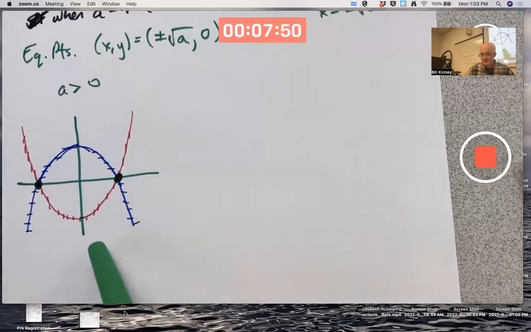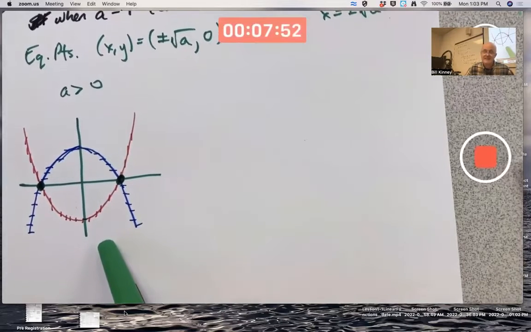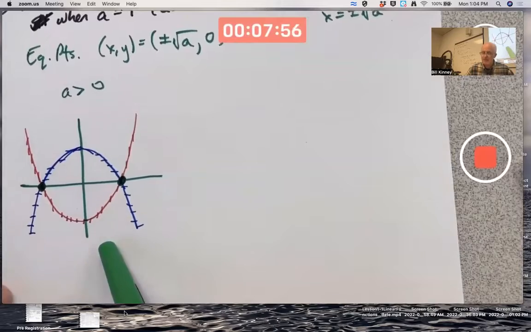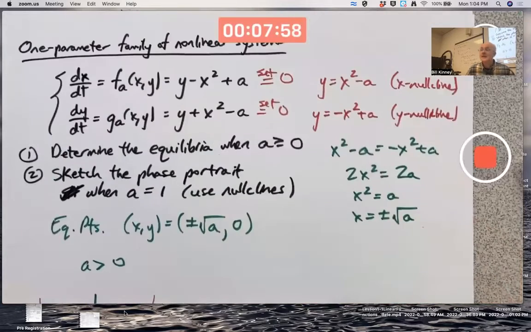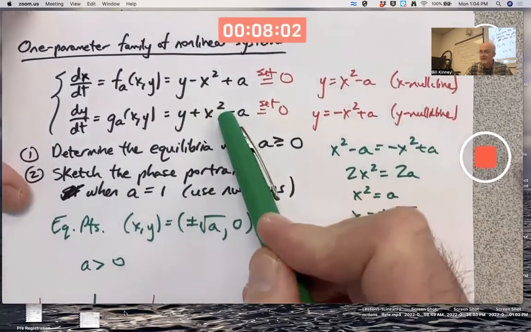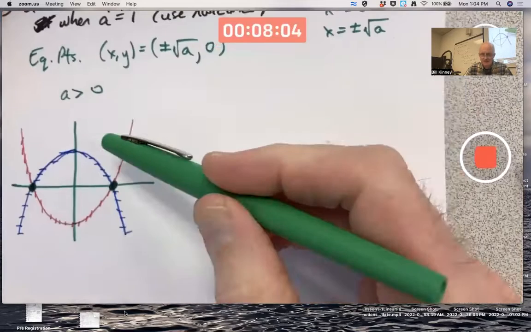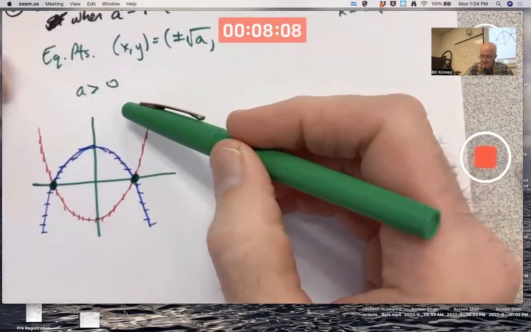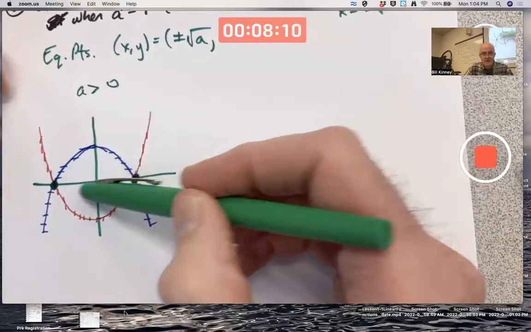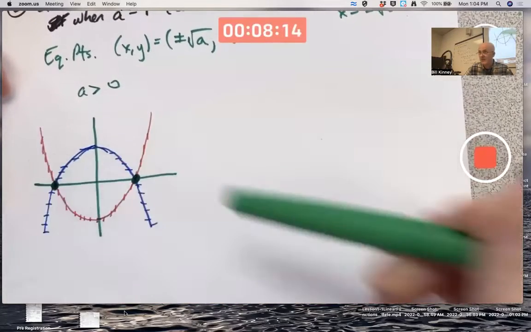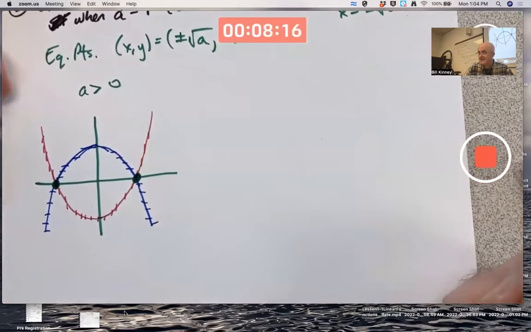I saw many of you got this far, but then the hardest part is drawing the phase portrait after that point. Think about the signs of these things, the right-hand sides, in how many different regions? The regions in the plane separated by these null-lines. Well, there's one up here, there's one in here, there's one down here, one over here, one over here. 5 regions to think about signs of dx dt and dy dt.